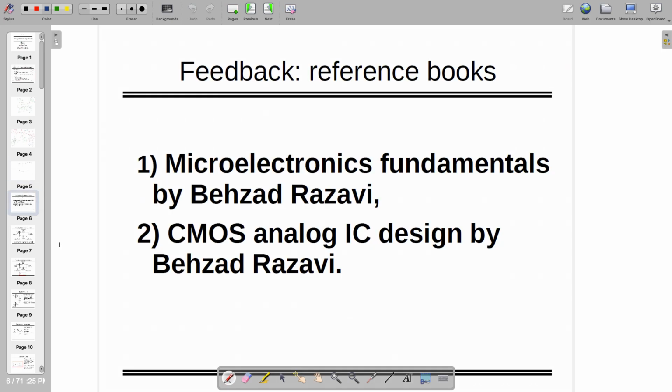And for that, I am following two books. For this one, Microelectronics Fundamental by Behzad Razavi is the most important book for feedback. However, you can study the CMOS analog IC design by Behzad Razavi, same author. But this book is red colored and this book is blue colored.